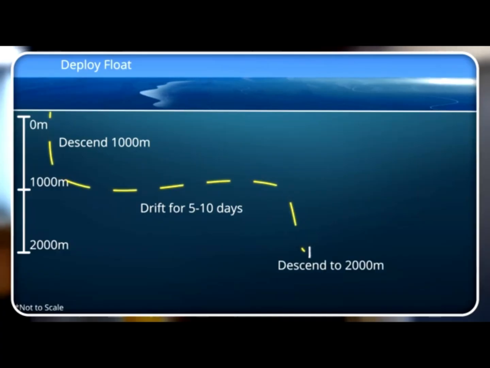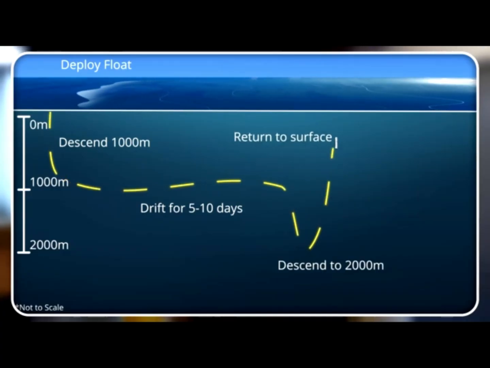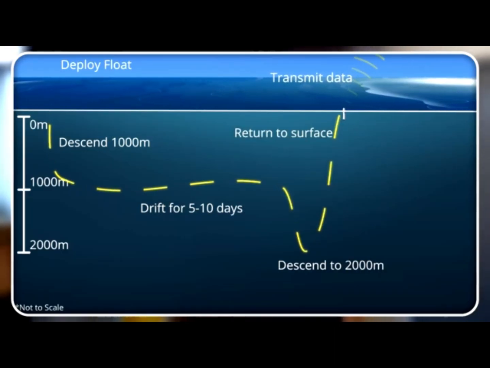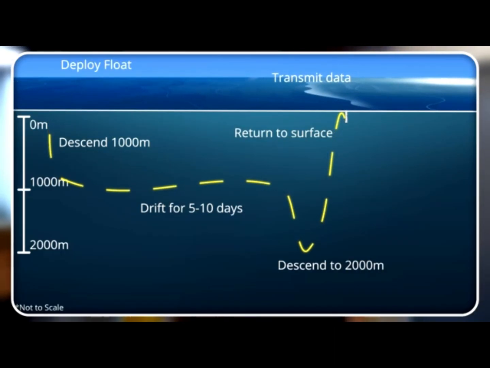And then at the surface, they beam all that data back to us on land and they do this every 10 days. In the meantime, they stay at 1,000 meters depth, which is where they drift for those 10 days.